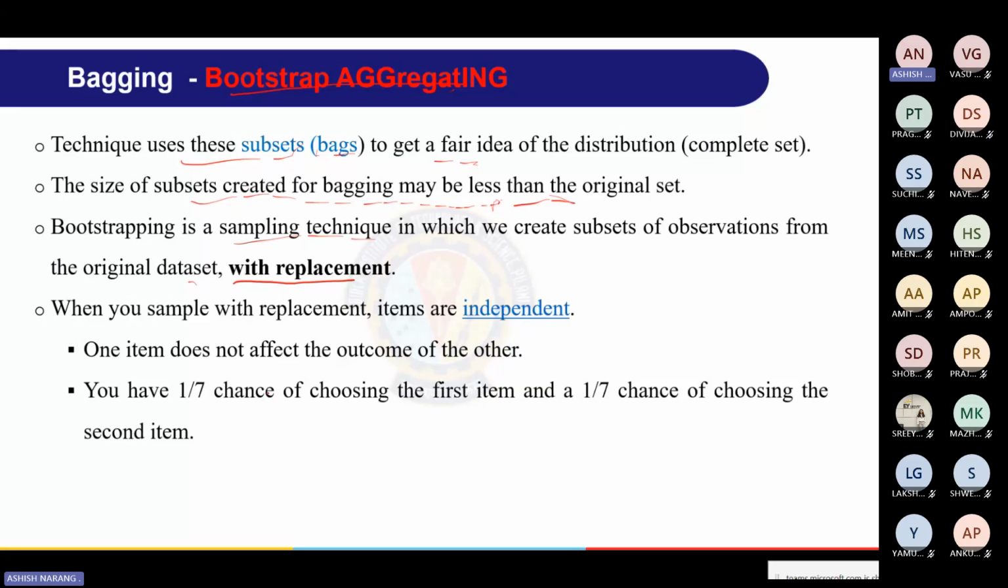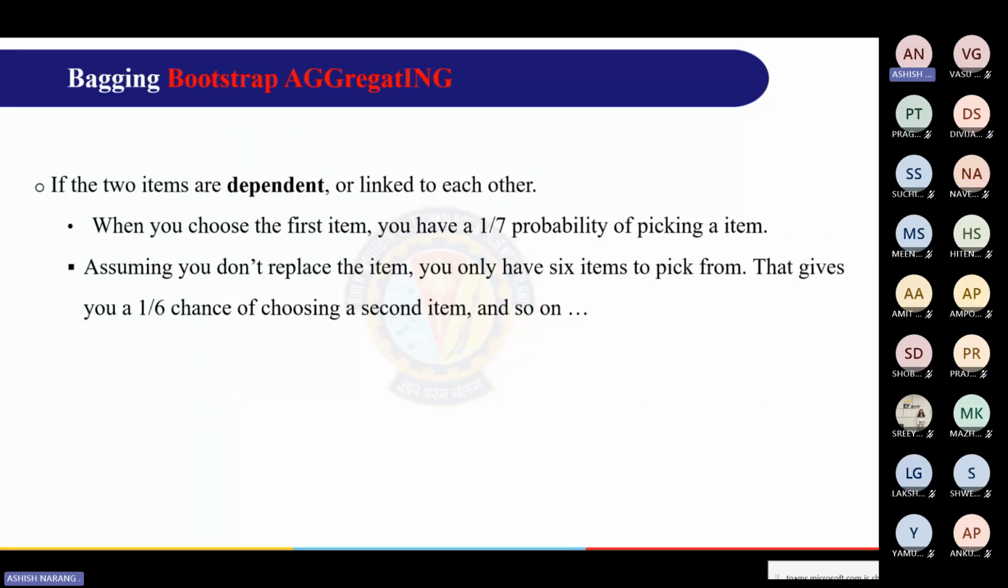So this is the overall summary of bagging. If 2 items are dependent or linked to each other, when you choose the first item, you have a 1/7 probability of picking an item, assuming that you don't replace the item. Next time you have 6 items to pick from. So this gives you a 1/6 chance for the second, and so on. So if you sample with replacement, you will get a different kind of data set than if you sample without replacement.